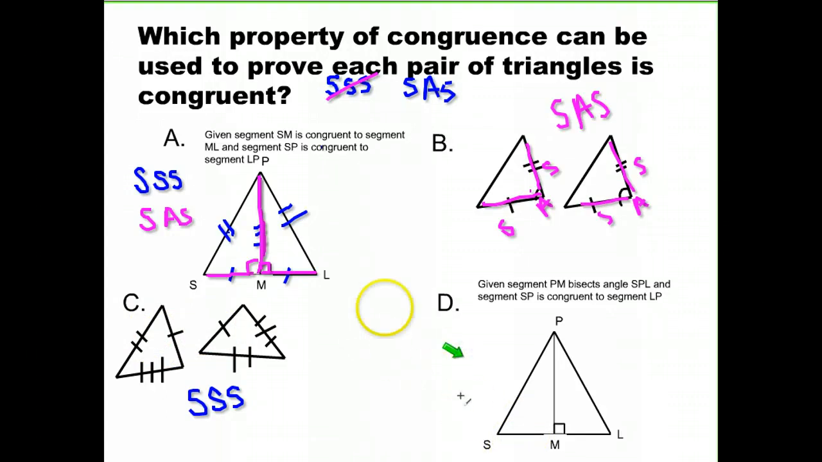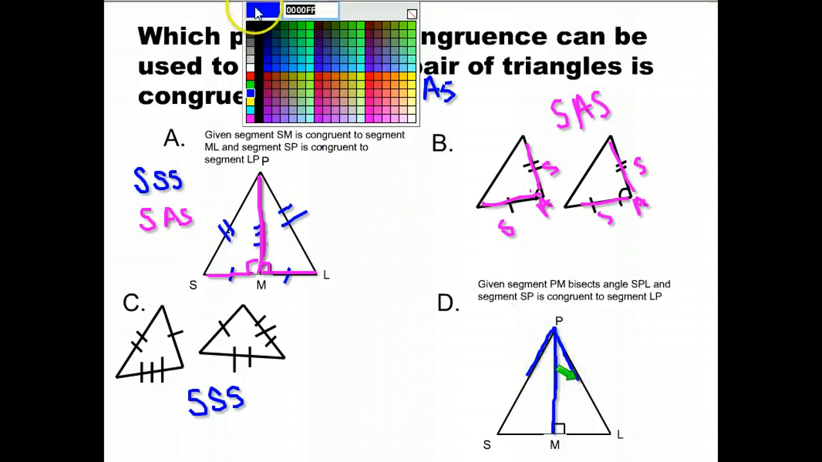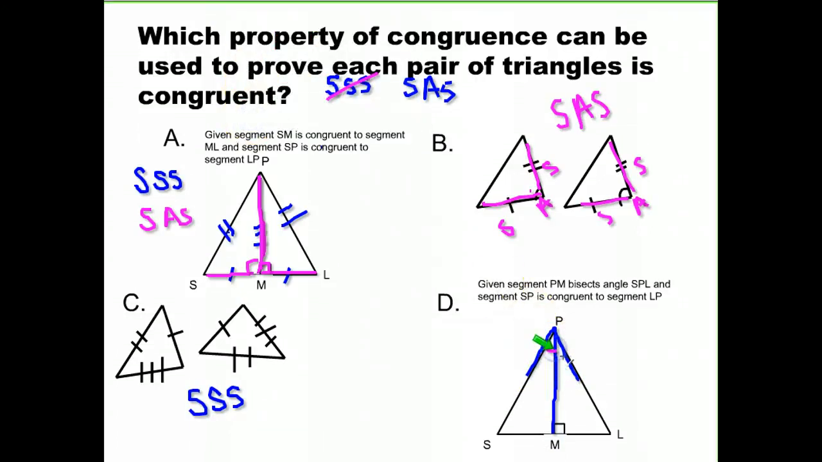All right, here's our final example. I want you to notice that it's very much like our first one. The only thing that's different is our given information. So here let's mark the given information. It says segment PM, so the line going from P to M, bisects the angle SPL. What does that mean? So this line PM bisects the angle SPL. Well, it means that it cuts it into 2 equal angles. So this angle here would be congruent to this angle here. Okay, carry on. And segment SP, the segment from S to P, is congruent to segment LP, the segment from L to P.